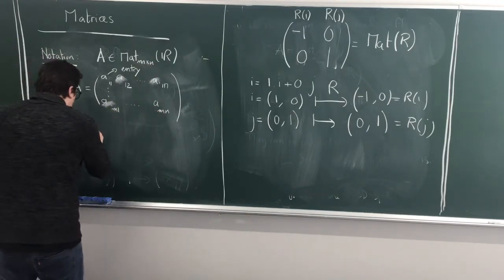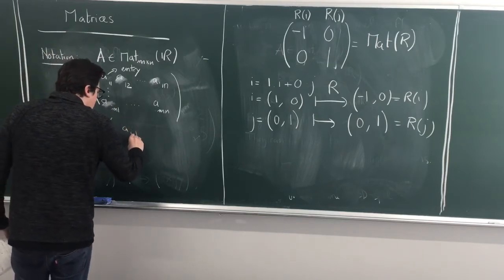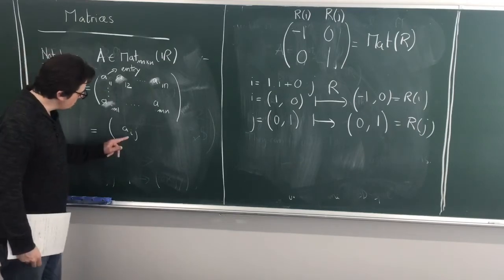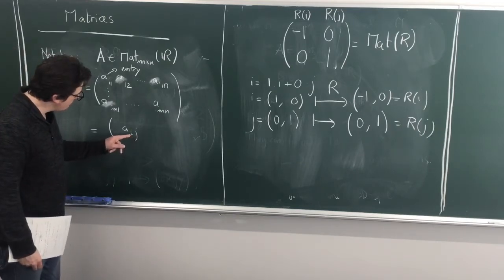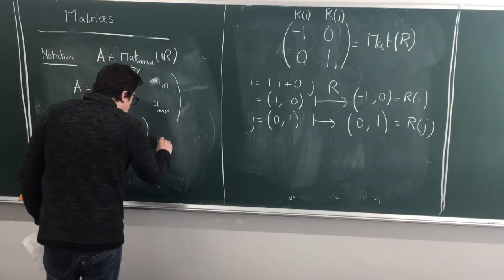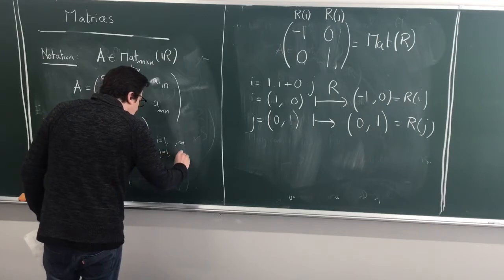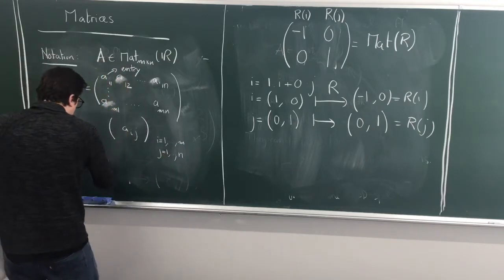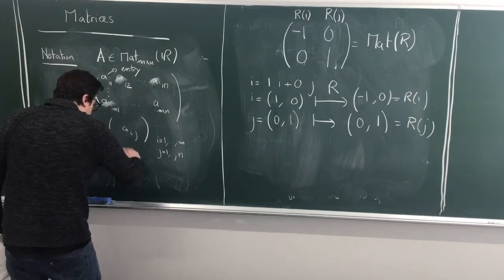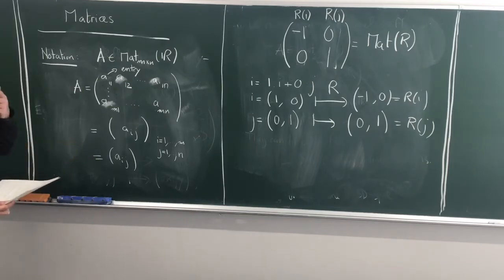You can also summarize this. If you want to be a little less precise, you will write a_{ij}. Usually we will choose as indices i and j. And if you want to be a little more precise, you can say that i goes from 1 to m and j goes from 1 to n. This is a more precise form, but sometimes we will just write a_{ij}. This notation in matrices is actually very important.